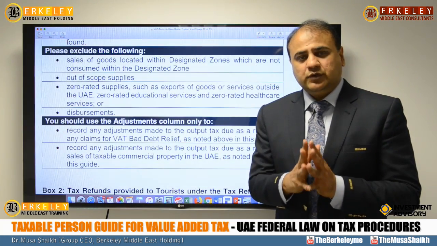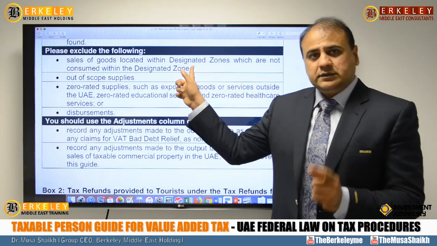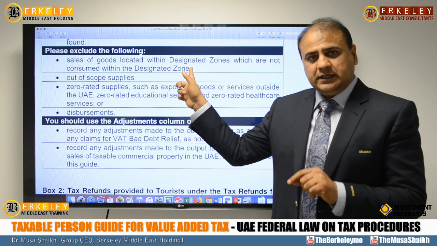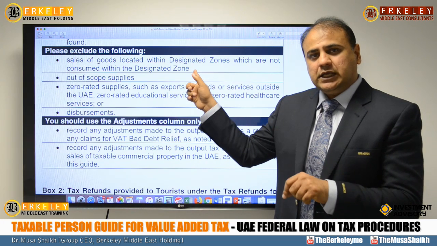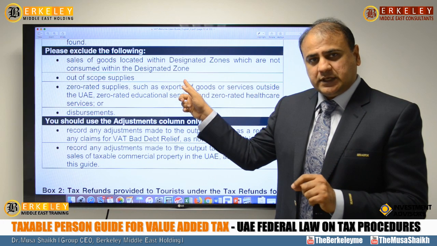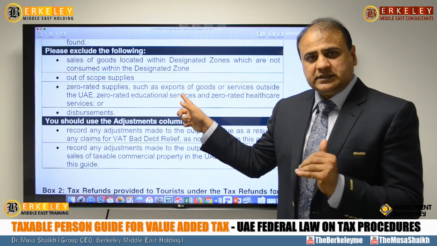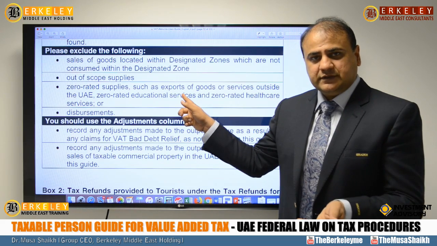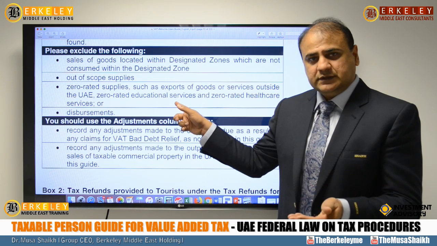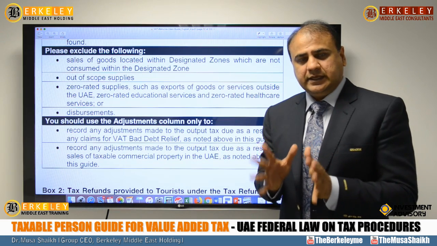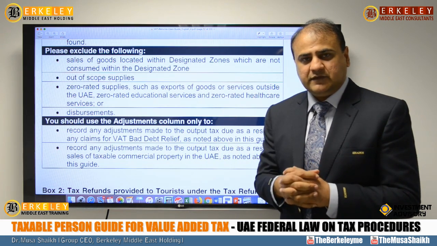You need to exclude the following that I am going to tell you. Sale of goods located within designated areas which are not consumed within those areas. Out of scope supplies, zero rated supplies such as export of goods and services outside UAE, zero rated educational services, and health related services, which are exempted in fact.